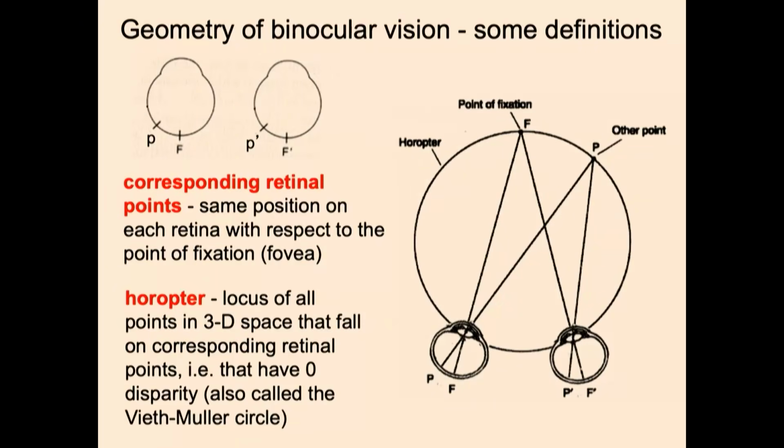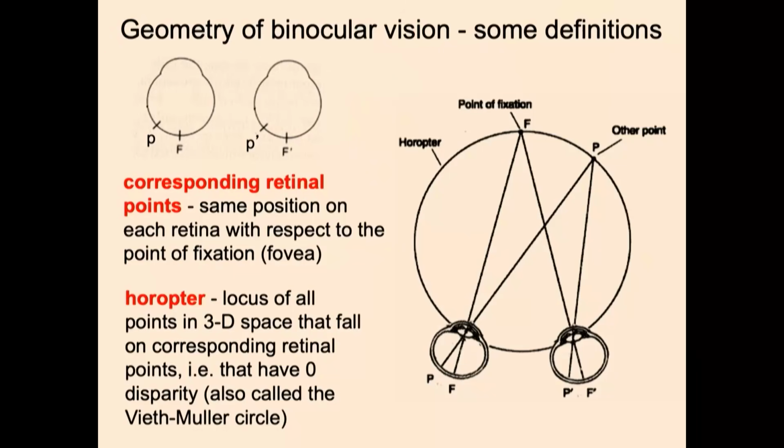Okay, so when we say that there are corresponding retinal points, what that means is that things are at the same position on each retina with respect to the point of fixation, the fovea. So the fovea is always like our reference point, right? So we measure things in terms of eccentricity. Okay. So the horopter, as I said, is the locus of all points in 3D space that fall on corresponding retinal points and that, as a consequence, have 0 degrees of disparity.